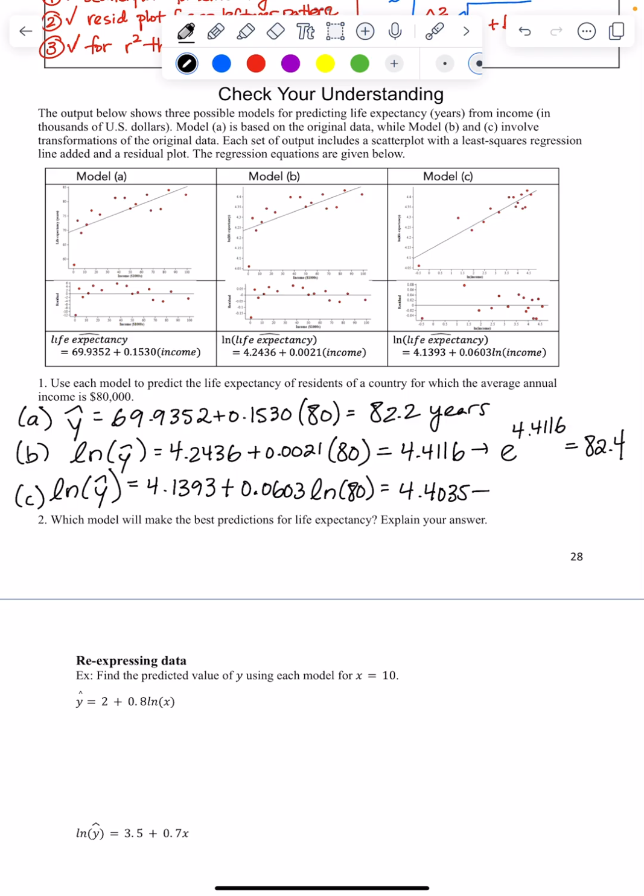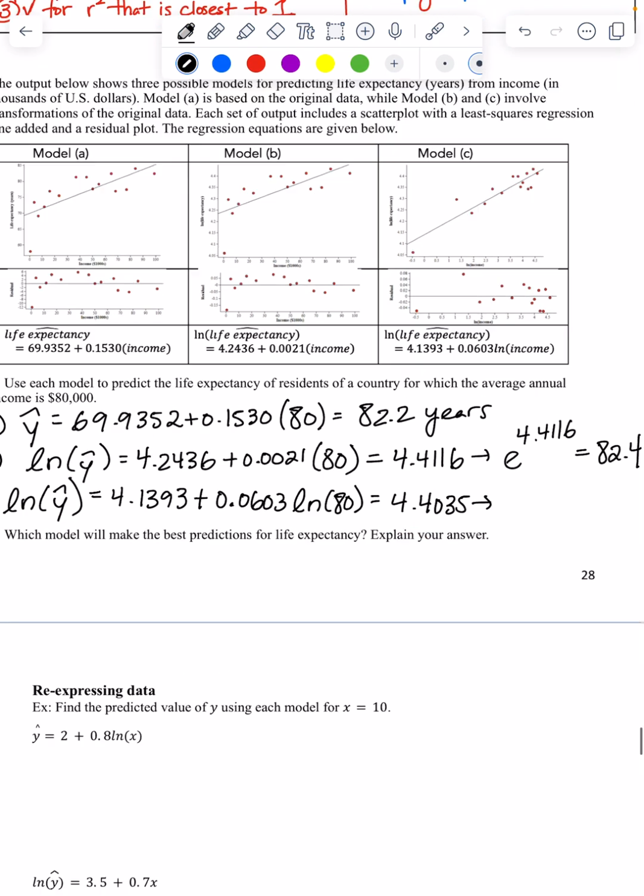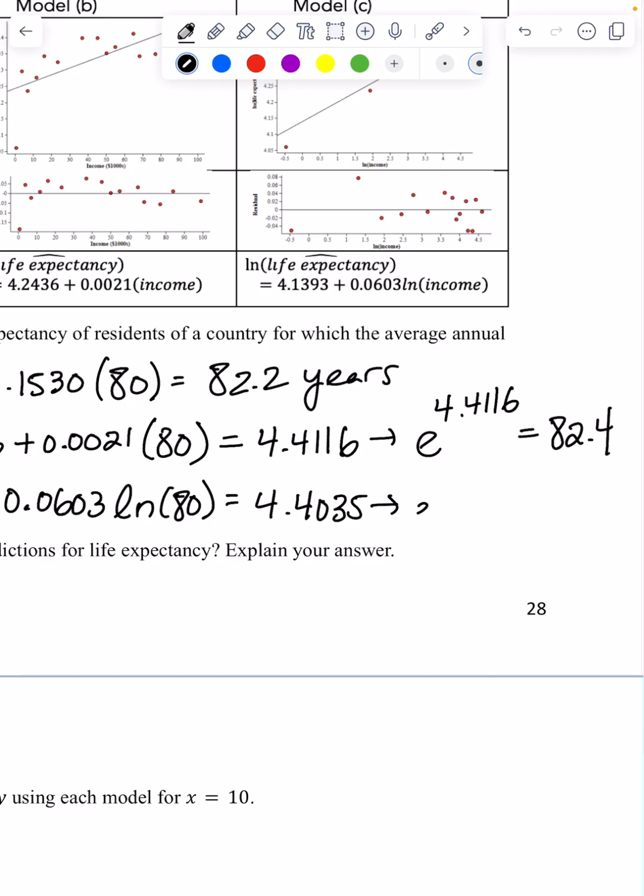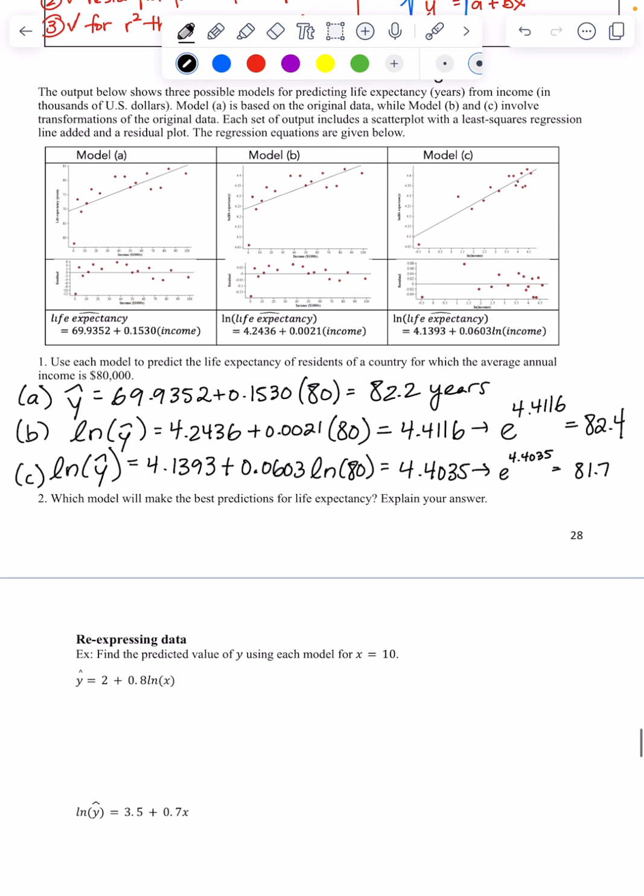Now again, when you plug this into a calculator, what you should get out is just 4.4035. And then once again, we have one final step. We've got to take care of this natural log. So we're going to raise both sides to a base of e. So that cancels out, and we're left with just y hat equals e to the power of 4.4035. So let's calculate e to the power of 4.4035, and you should get 81.7. And there you have it.